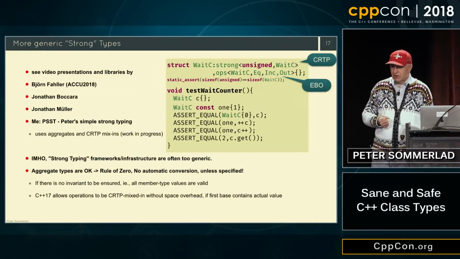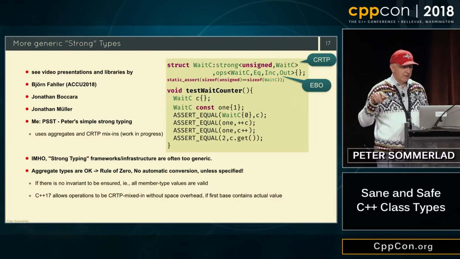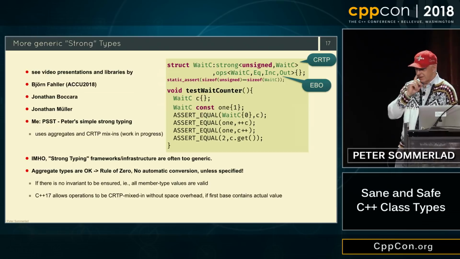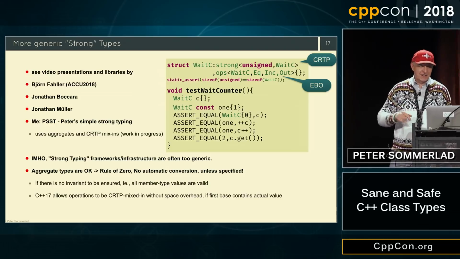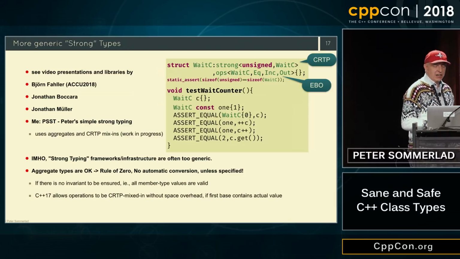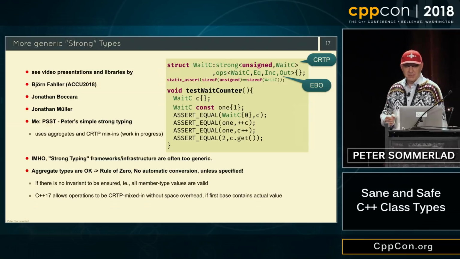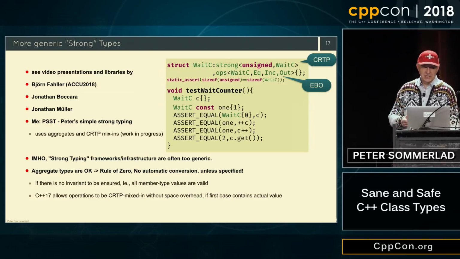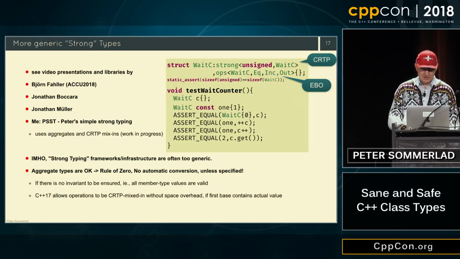There are more generic strong types. Björn Fahler, Jonathan Bocara yesterday, I forgot the name, I put it on the other slide. Jonathan Müller and me, I'm trying as well. I try to make it simpler than the other things, like no constructors, just aggregates, and mixing in operators with empty base class optimization, so my types stay small as the original base types. And let's see how that works. I don't know yet if it works in general, but I think it's a nice idea to play with.